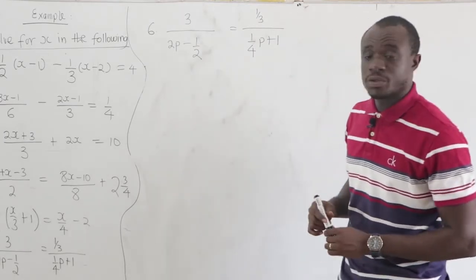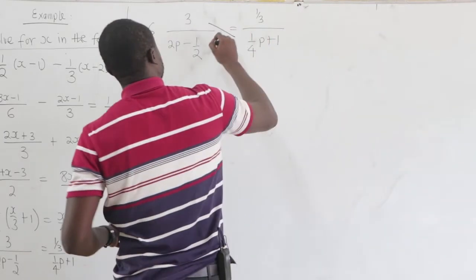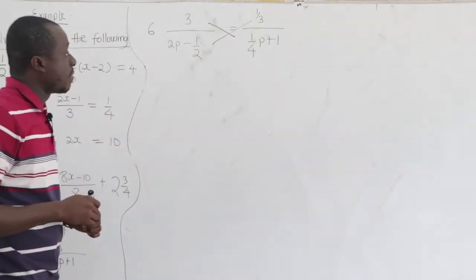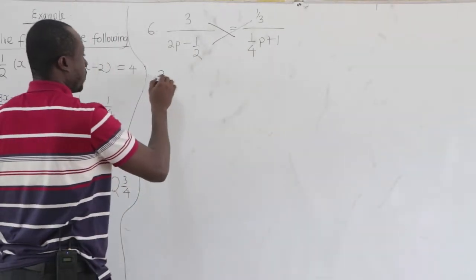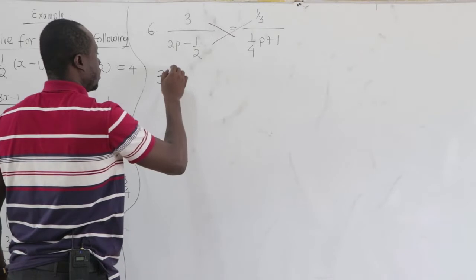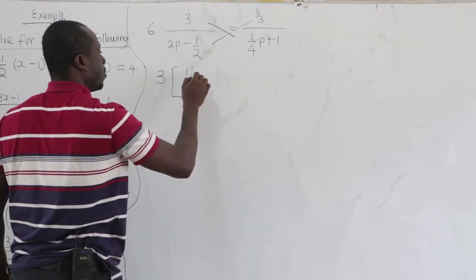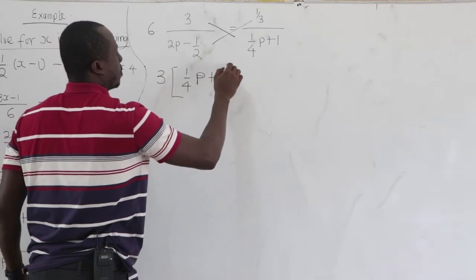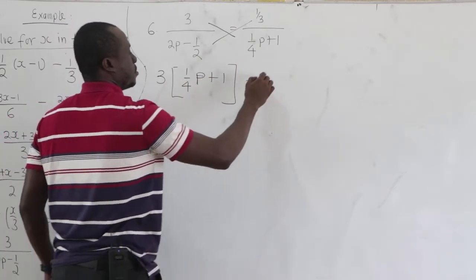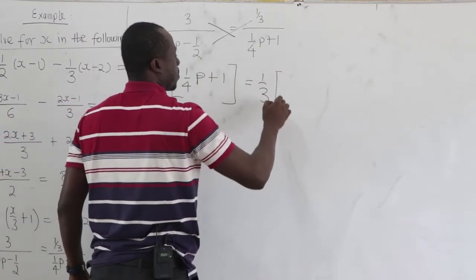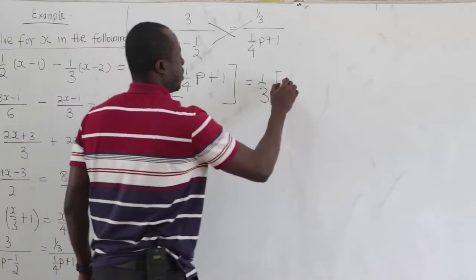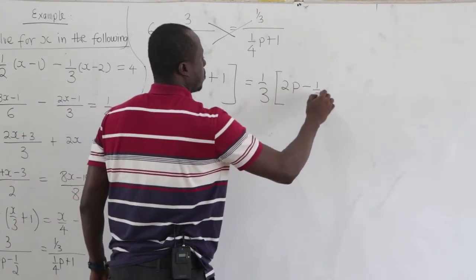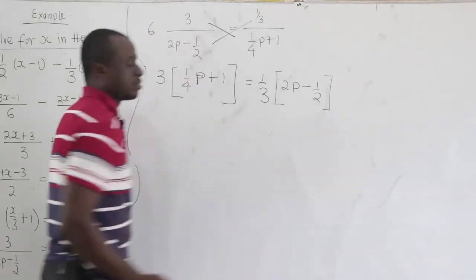So, what are we supposed to do? We are supposed to cross multiply. Now, when you cross multiply, we are going to have 3 multiplied by this. So, 1 over 4p plus 1 equal to, we have 1 over 3 multiplying, we have 2p minus 1 over 2.